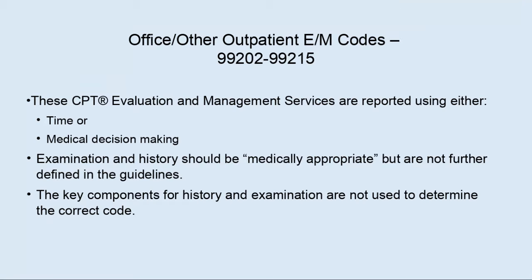For office and other outpatient codes, the correct code depends on either time spent with the patient or the medical decision making involved. Remember that the physical exam and patient history are medically appropriate. Now, for many other codes, including some outpatient codes like emergency room, the correct code depends on a strictly defined level of physical exam and history along with medical decision making and sometimes time. These will be discussed in a future video. So in this case, we're just looking at office and other outpatient codes. Now we're going to talk about what this medical decision making is later in this video.